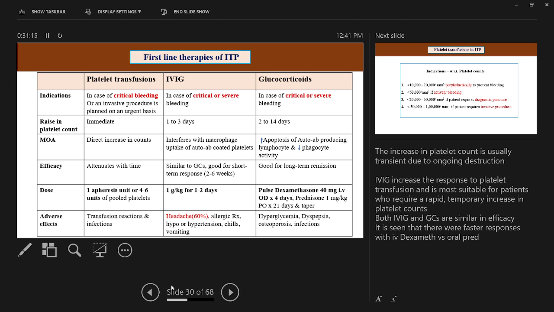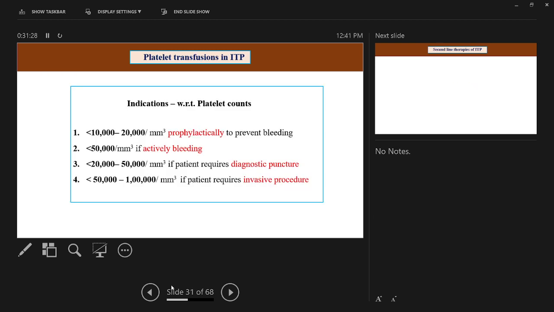It is seen that with pulse dexamethasone therapy, the rise in the platelet counts was more rapid, although the overall efficacy was the same with both IV and oral. The ADRs are similar to those of the glucocorticoids that we commonly see. So we only give the pulse dose and then we don't taper it. No need to taper it.